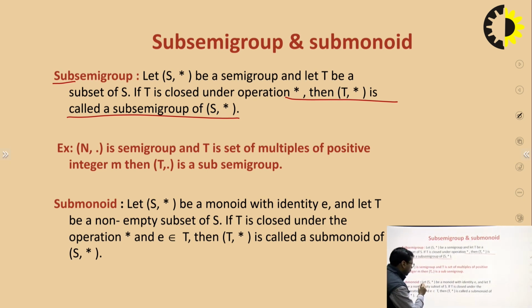Let S comma star be a monoid with identity E. Basically, small e represents the identity element, and let T be a non-empty subset of S. If T is a non-empty subset of S, then it is called a submonoid if it satisfies some properties, that is, it is closed under the operation star and E belongs to T.